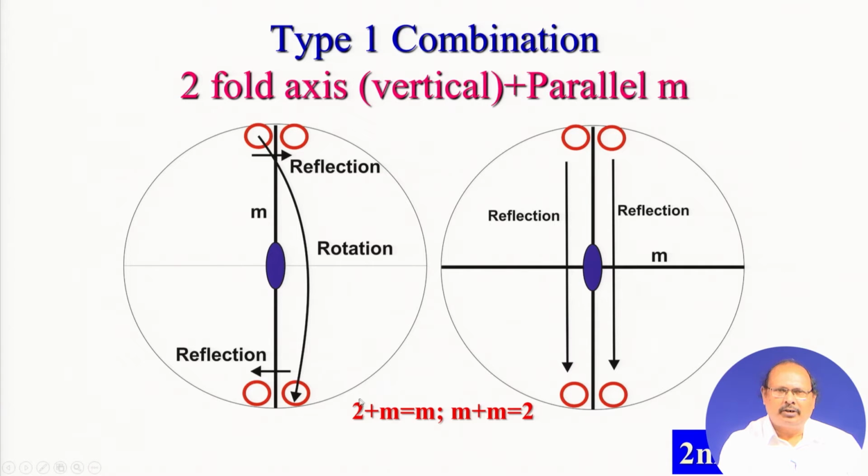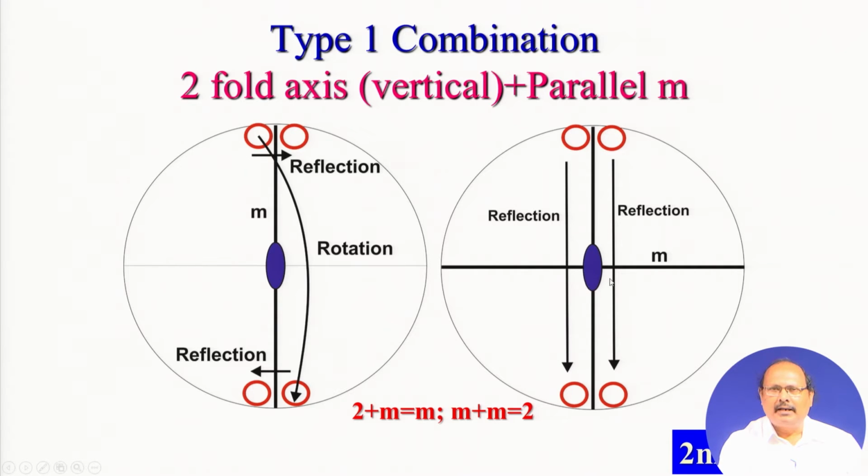So, after this operation you have generated another mirror here. This second mirror, importantly, the angle between these two mirrors is 90 degrees. Because the angle is 90 degrees, what is happening? These two mirrors are not equivalent. Why are they not equivalent?